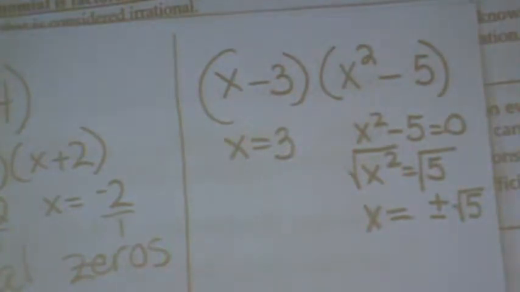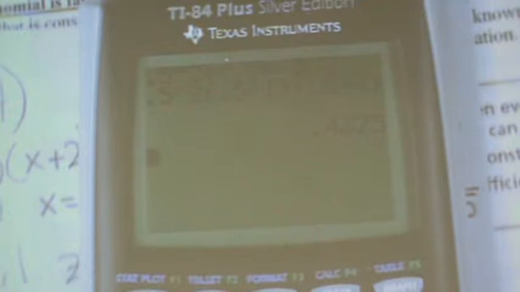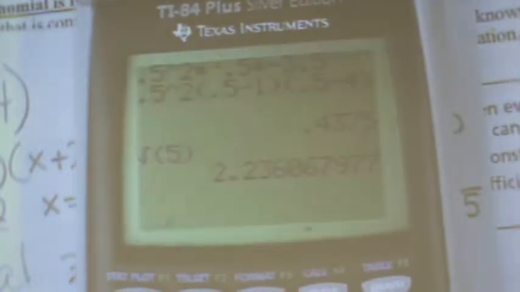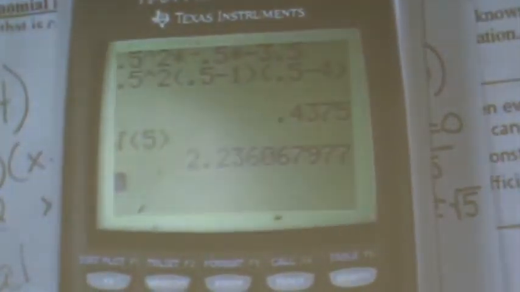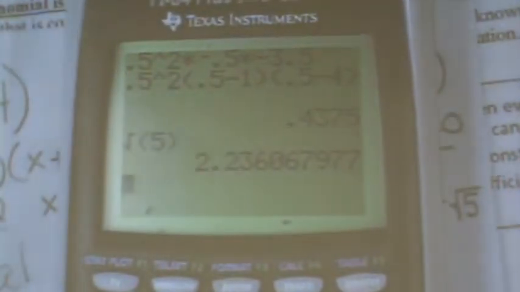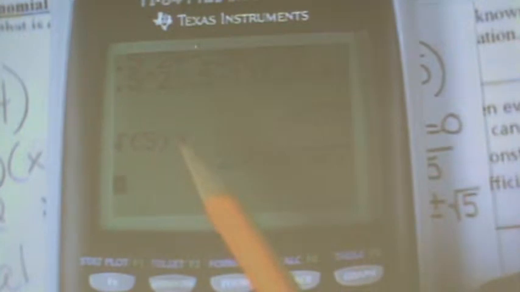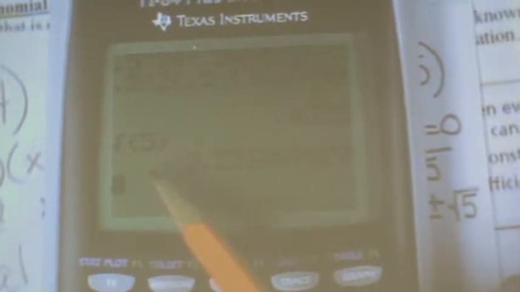Does anyone know what the square root of 5 is? Well, let's do it. The square root of 5 is 2.236067977. Where is that number on the x-axis? And guess what? This is chopped off. There are more numbers. Can anyone tell me what kind of number that is? Is it a rational number? No, it is not. It's an irrational number.